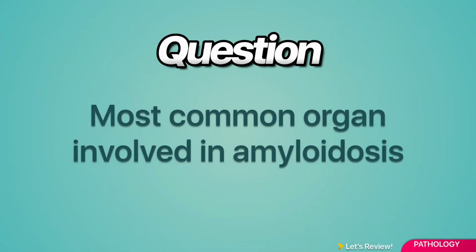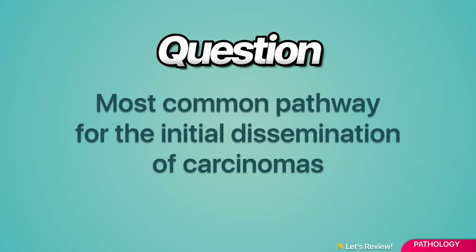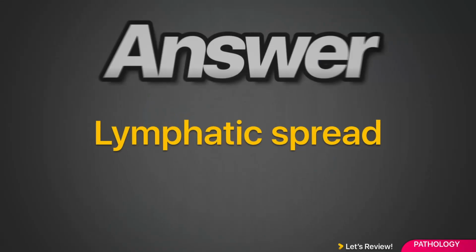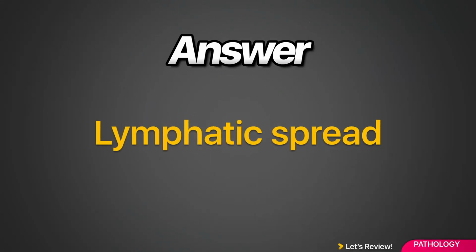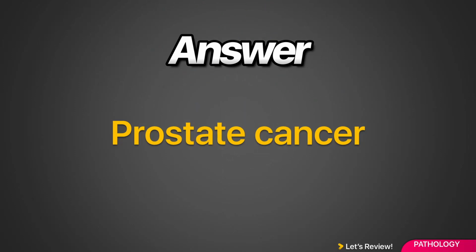Most common organ involved in amyloidosis. Kidney. Most common pathway for the initial dissemination of carcinomas. Lymphatic spread. Most common cancer of men in the United States. Prostate cancer.